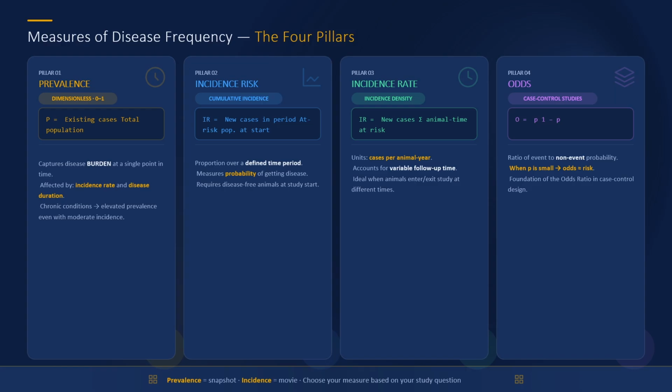And odds, P over 1 minus P. When P is small, odds and risk are nearly the same number, which is exactly why the odds ratio can stand in for the risk ratio in case control studies. The line to remember: prevalence is a snapshot, incidence is a movie.